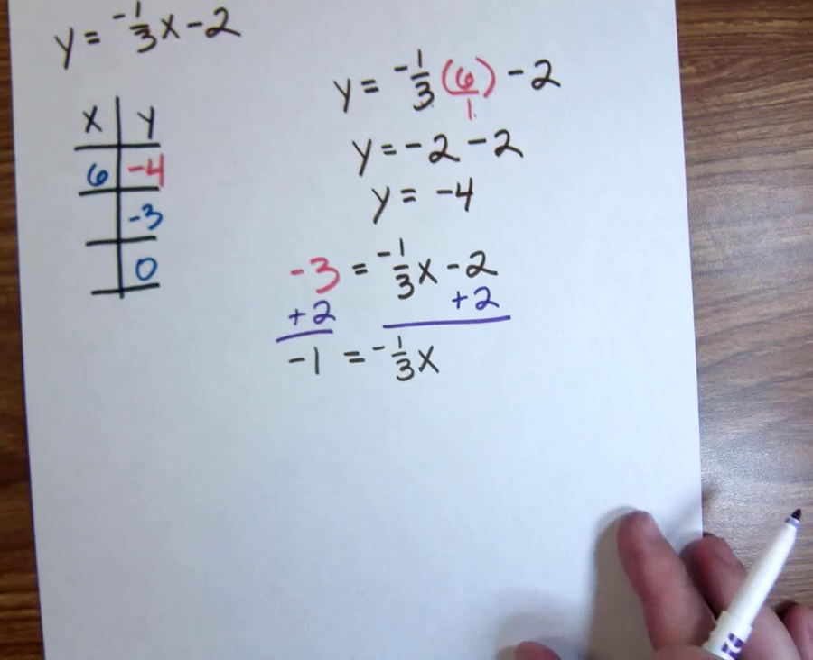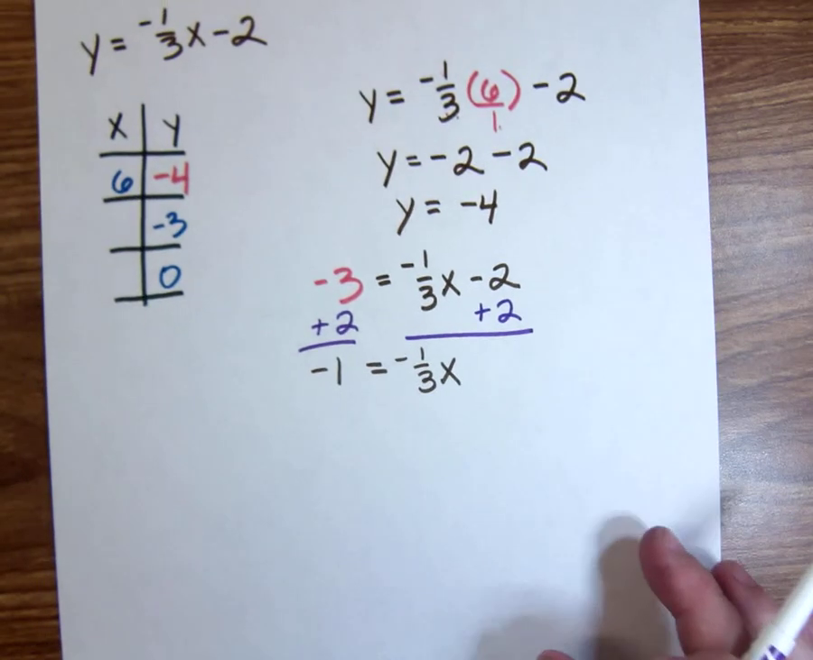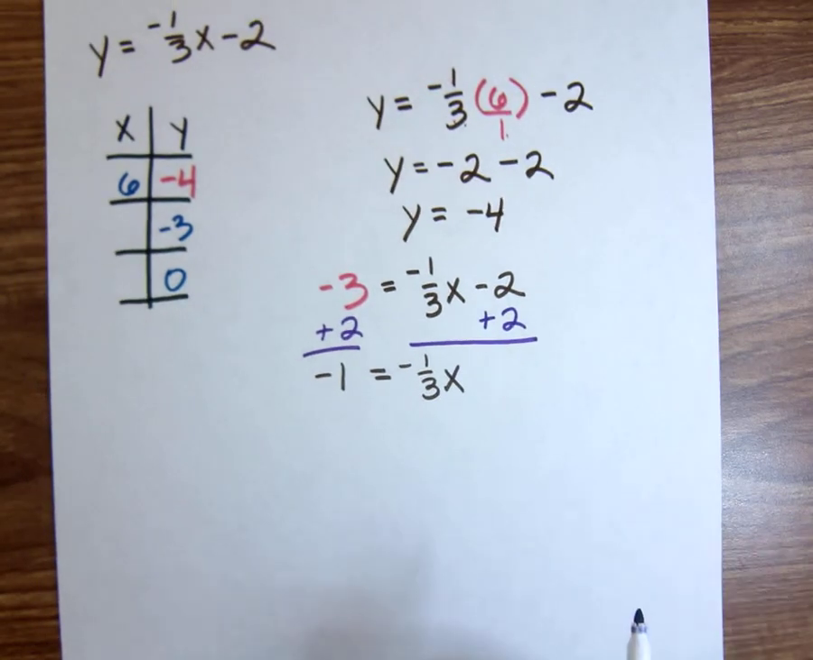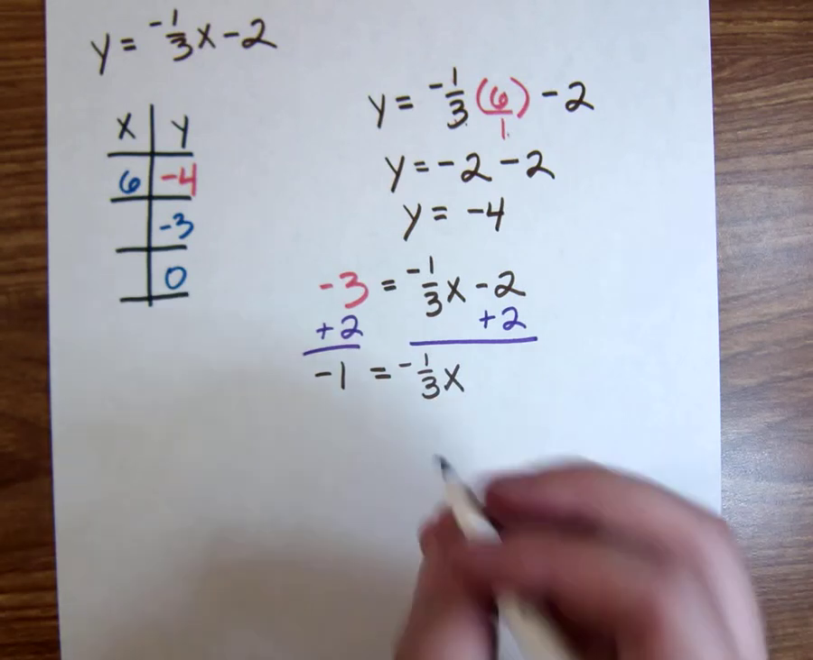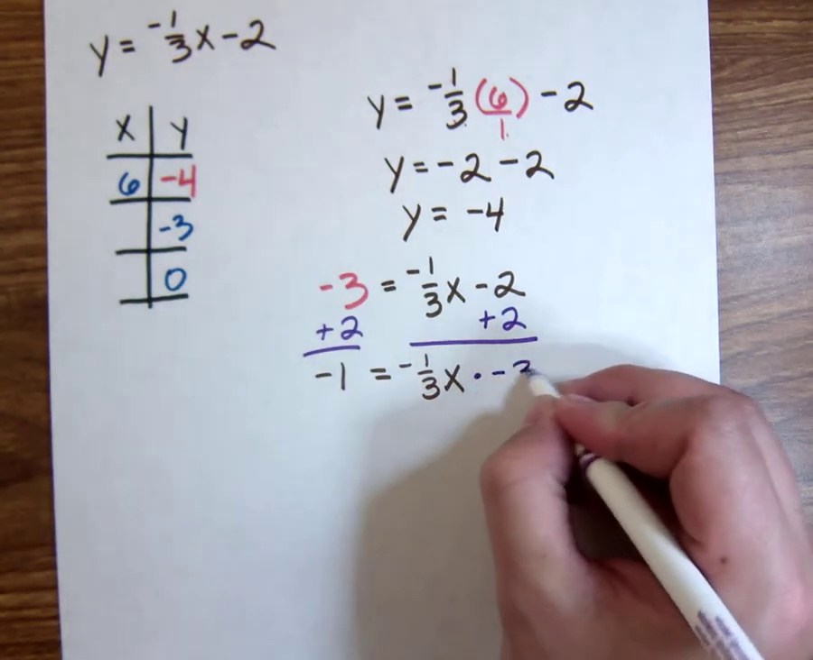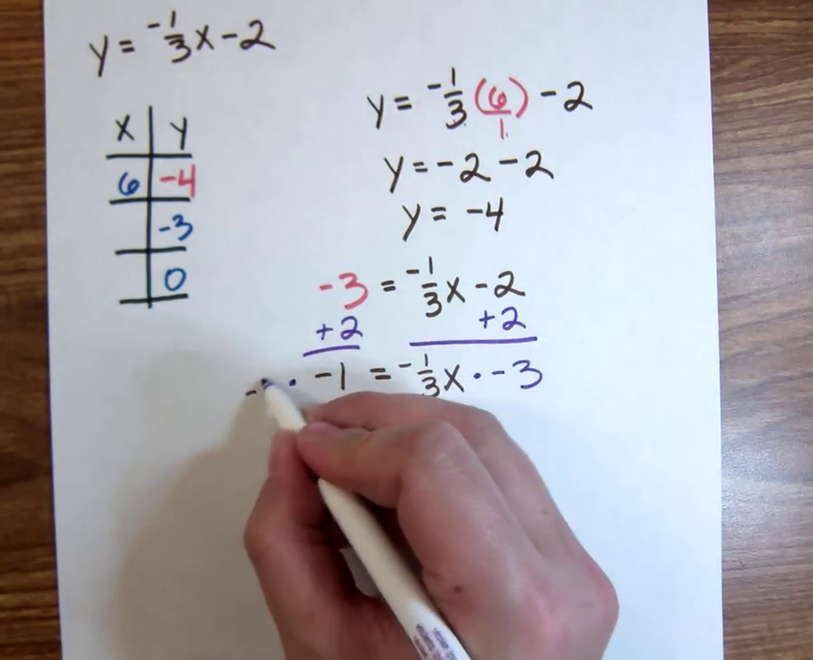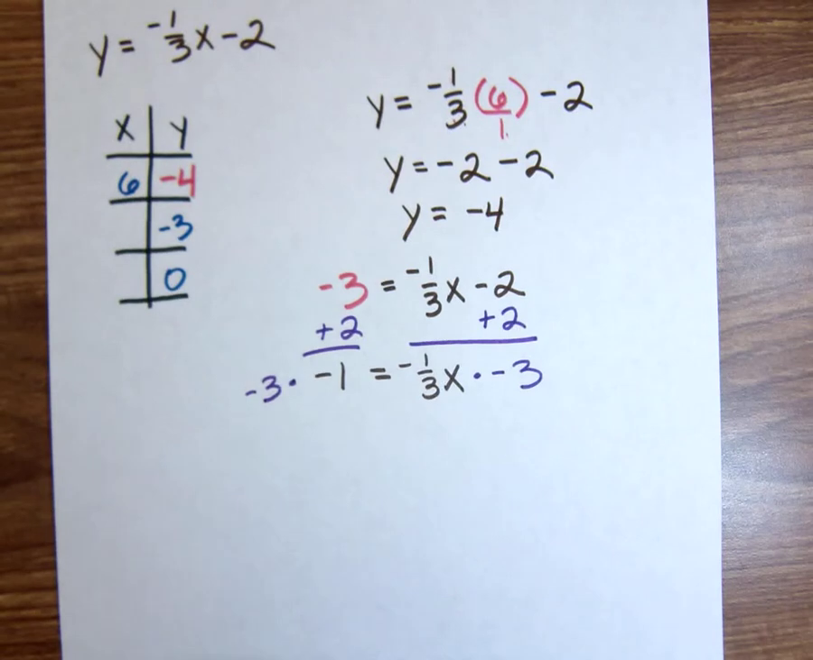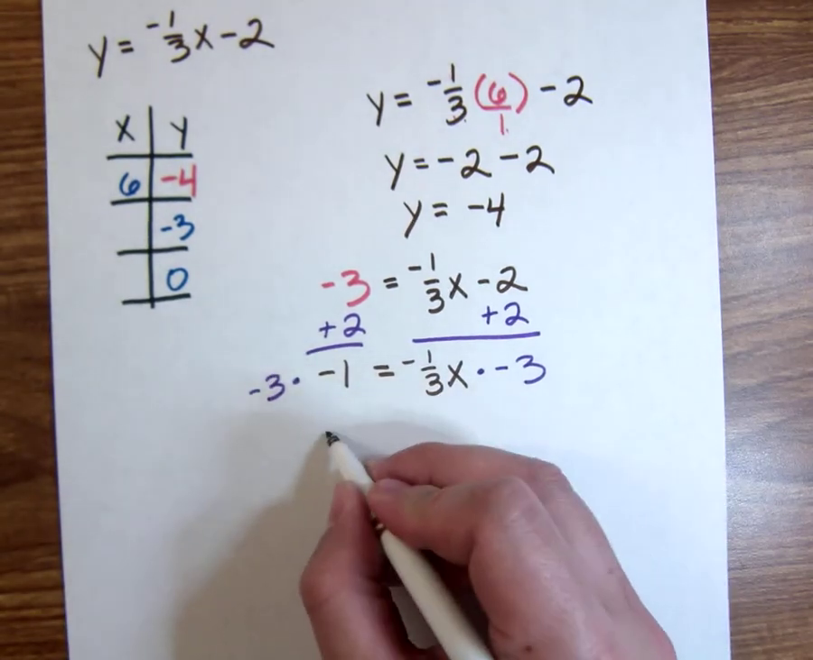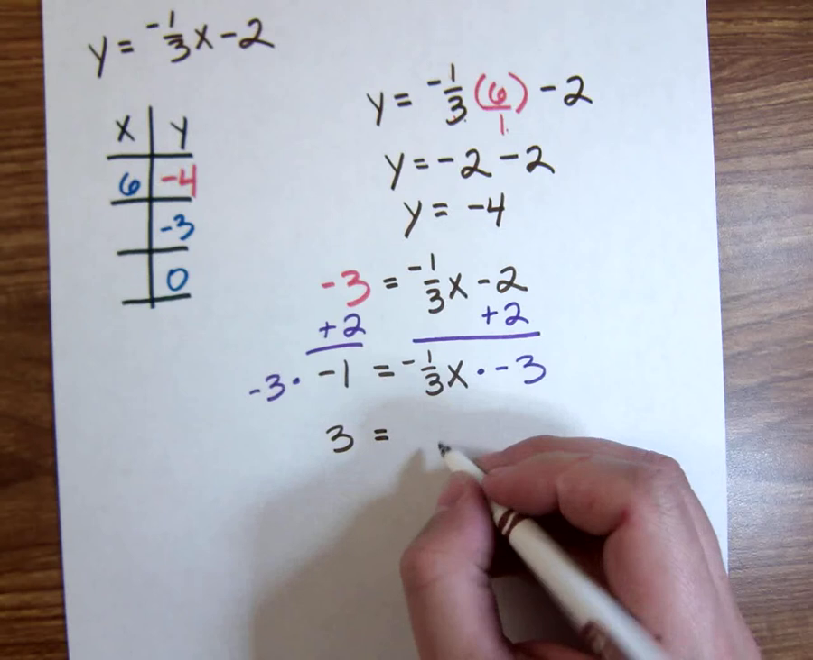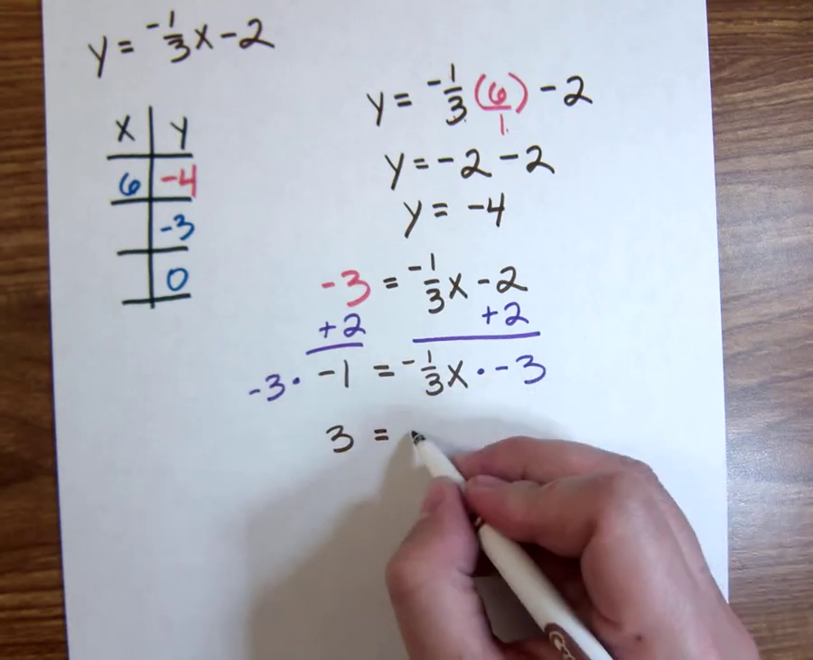Times 3 will get rid of the 1/3, but I wonder if you can step up to the plate and get rid of the negative at the same time. Is there a way I could get rid of the 1/3 and the negative? Times -3? Yeah, how about times -3? That's a good idea. You can multiply by 3 and then multiply by -1. That's totally fine. But we're gonna be real math experts here. 3 equals negative 1/3 times -3 is 1, so just x.